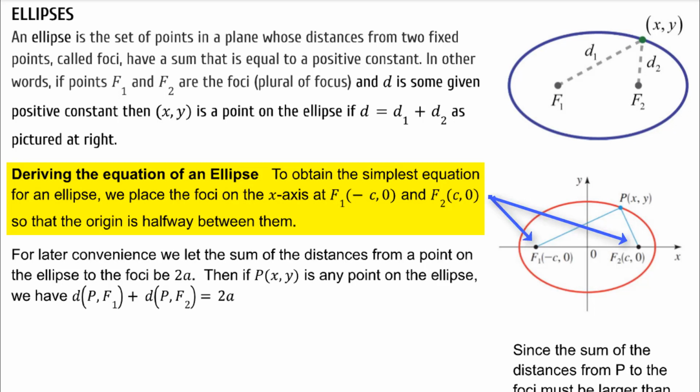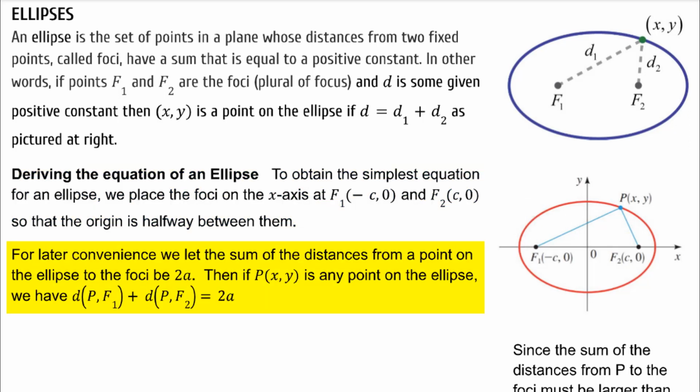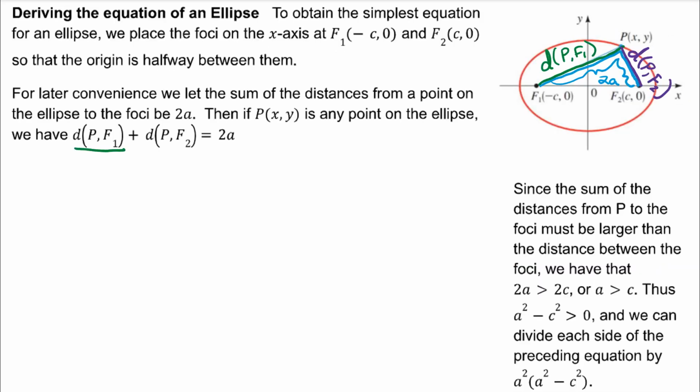Deriving the equation of an ellipse. To obtain the simplest equation for an ellipse, we place the foci on the x-axis. F1 would be (-c, 0) and F2 would be (c, 0), so that the origin is halfway between them. For later convenience, we let the sum of the distances from a point on the ellipse to the foci be 2a. Then if the point (x, y) is any point on the ellipse, the sum of the distance from the point to F1 and the distance from the point to F2 is equal to 2a. Use the distance formula to algebraically represent these distances.